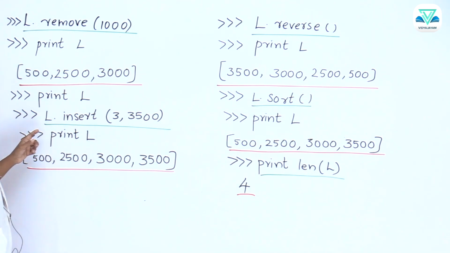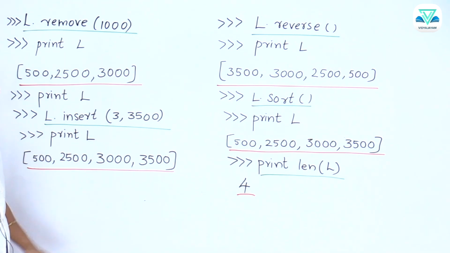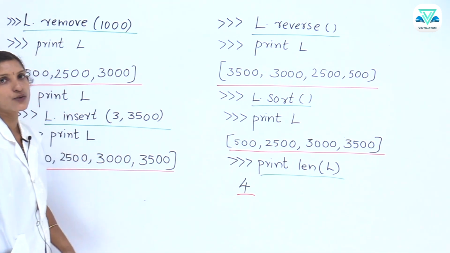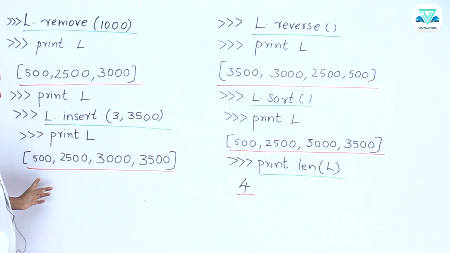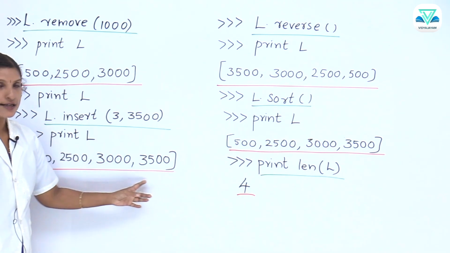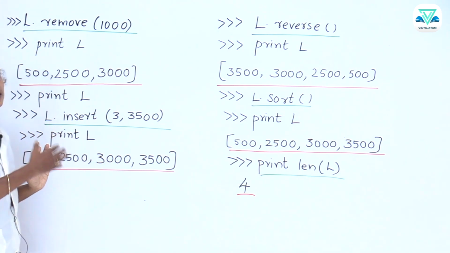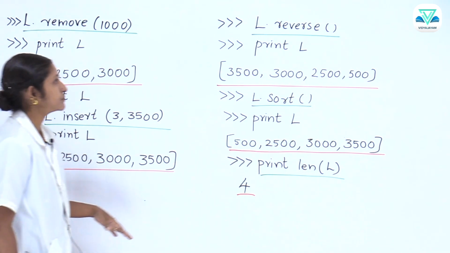The next one is L.insert. We are able to insert a value into the list with the help of the insert method, and in L.insert's brackets we can give 3, 3500, which means 3 is the index: 0, 1, 2 and 3. So at the third index we are able to include the value 3500. So our list will be modified with the new value added to it.